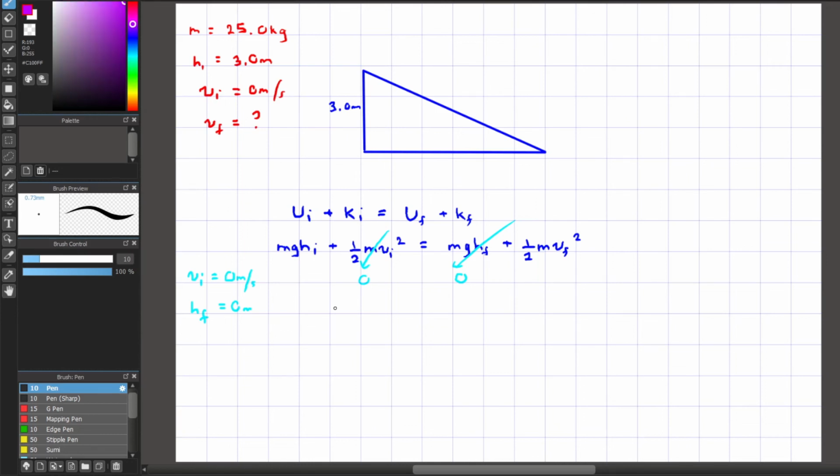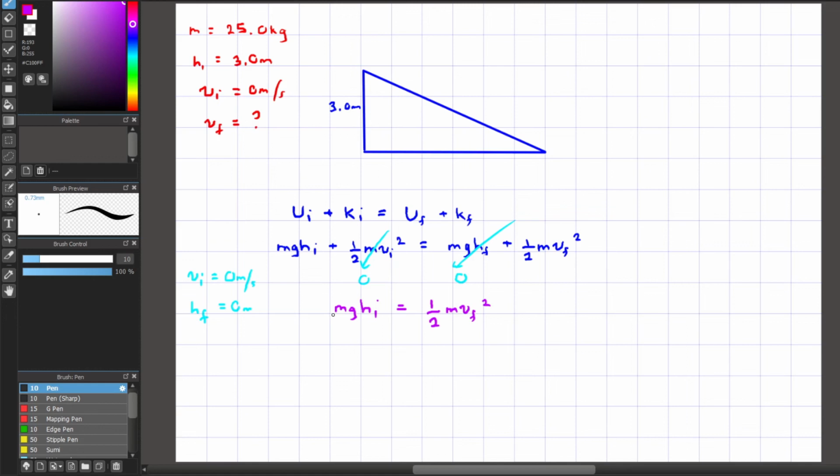Doing this, the only thing that we're left with here is the initial potential energy and the final kinetic energy. Right? And those two values have to equal each other. All right, and we can write this as m g h_i equals 1/2 m v_f squared.